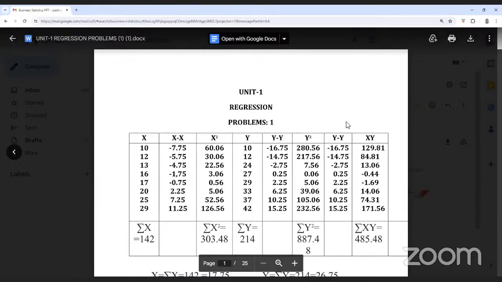Yes, ma'am. See here, the first unit is regression. Other students, please mute your mics. All of you.